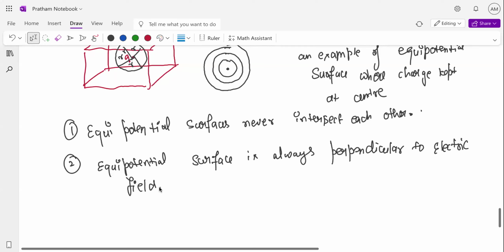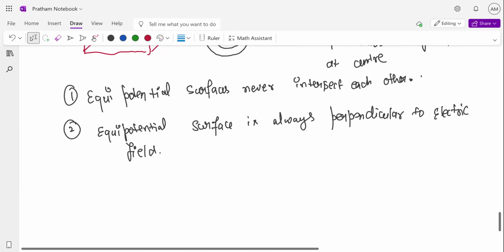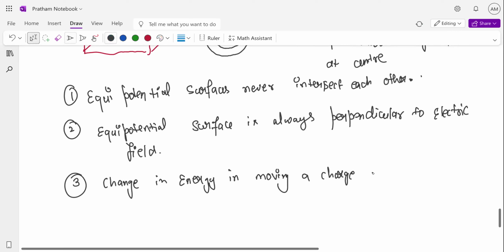What can be the third one? What will be the change in energy in moving a charge on an equipotential surface? The change in energy in moving a charge from one point to another is zero. You know why it is zero?